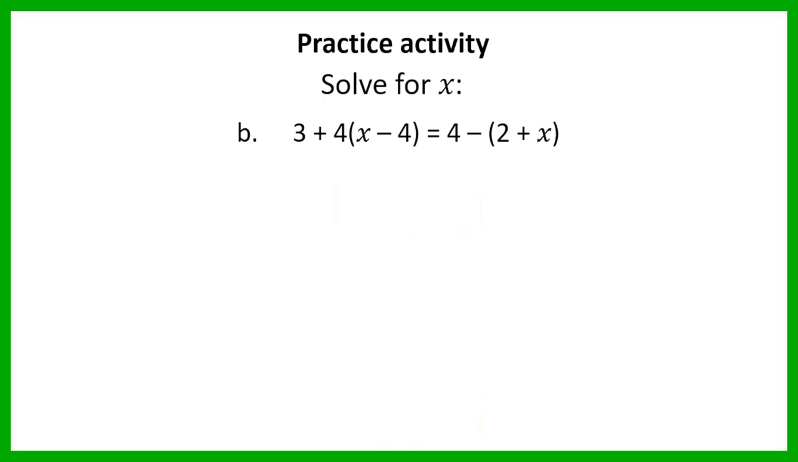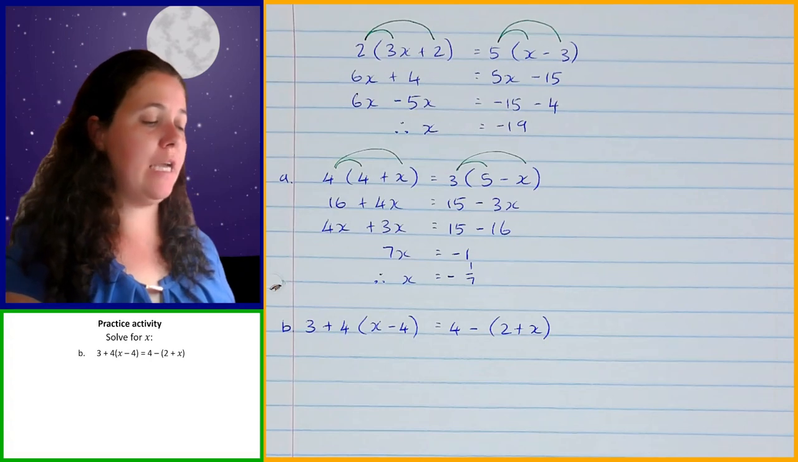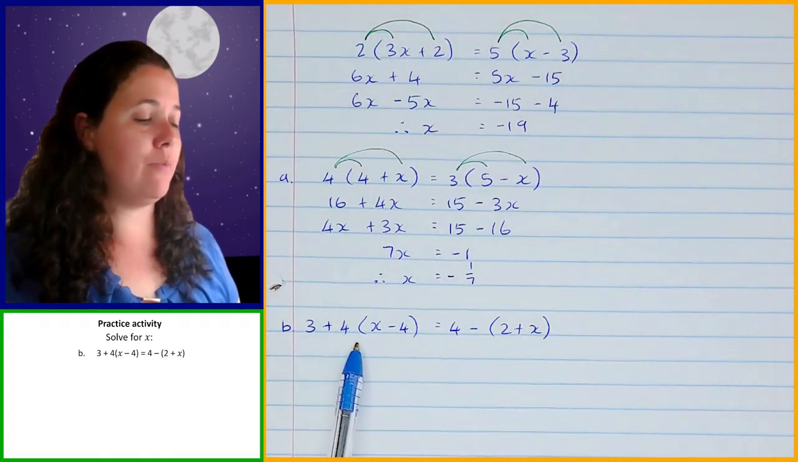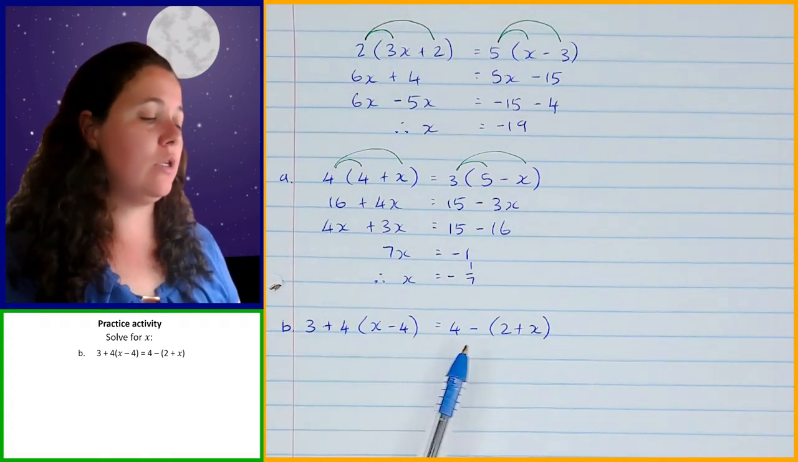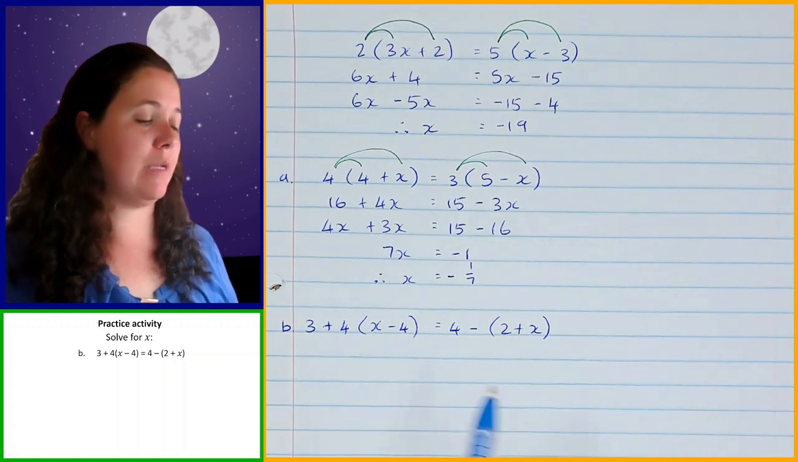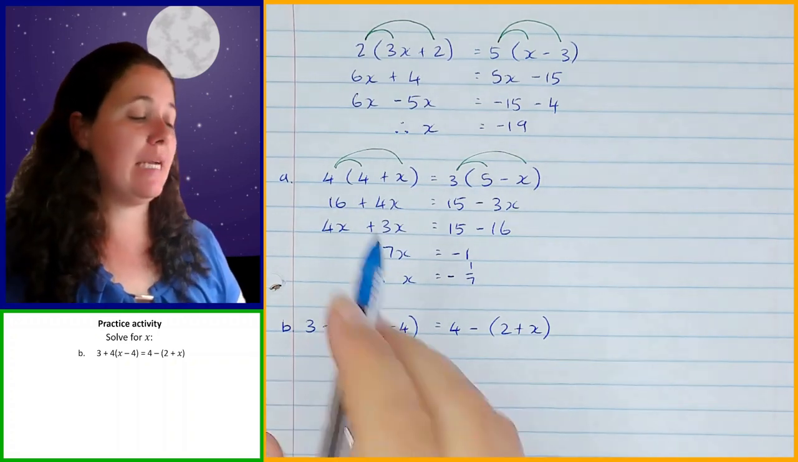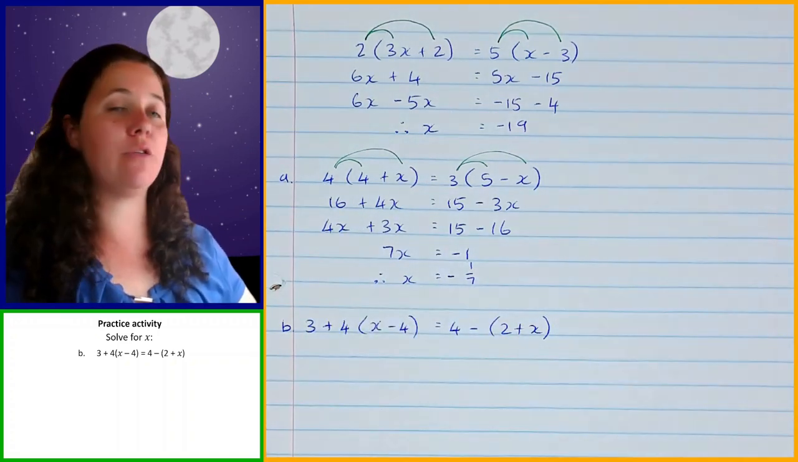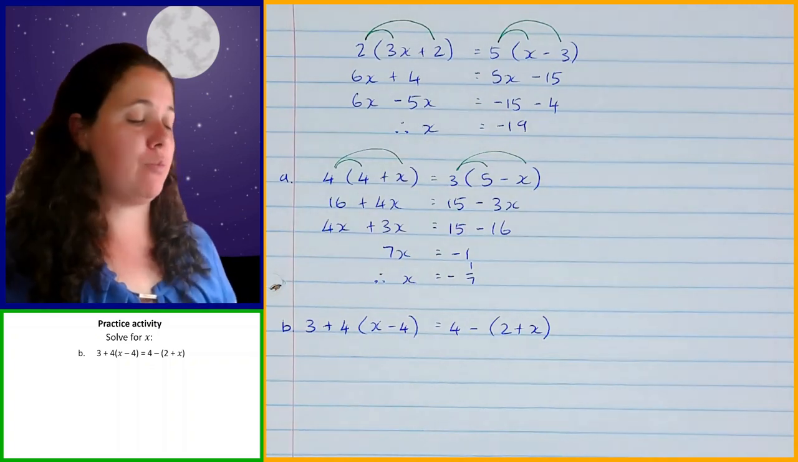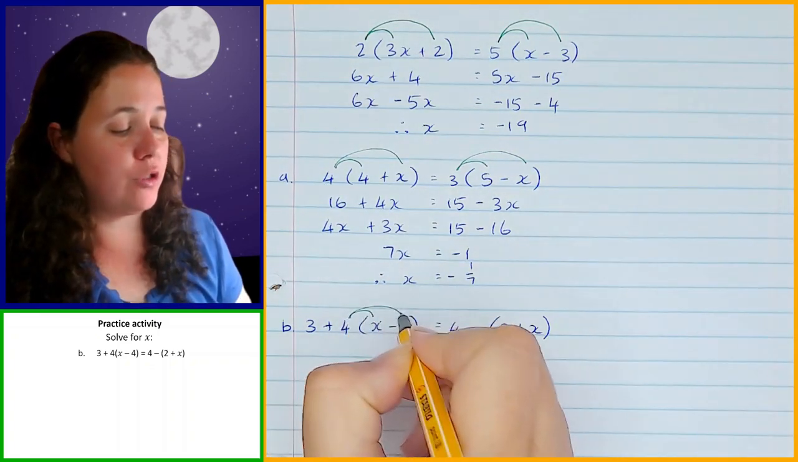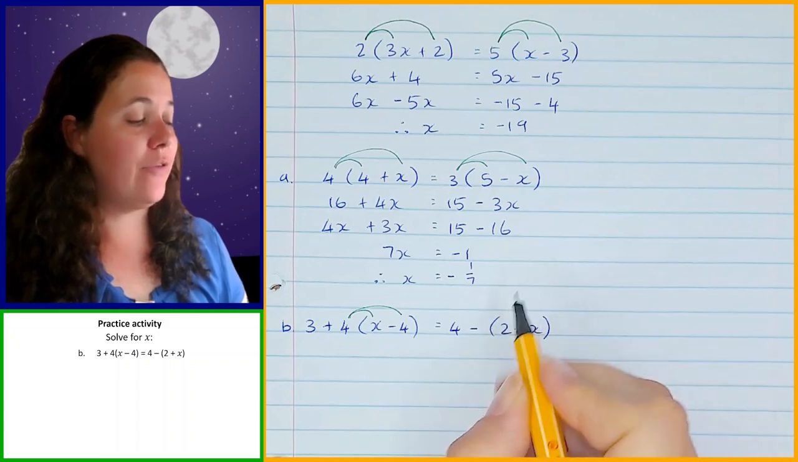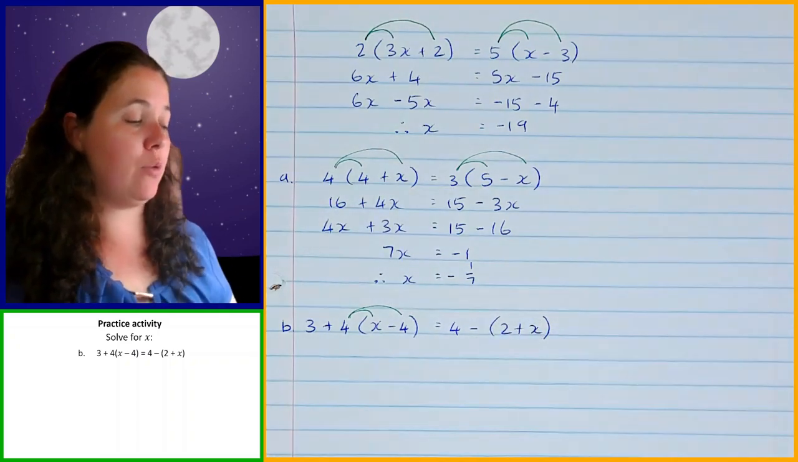Okay, so let's go through that example. Here I've got 3 plus 4, then in brackets, x minus 4, equals 4 minus, and in brackets, 2 plus x. So first, just like in the previous example, I need to multiply out those brackets. I'm going to multiply the 4 into that bracket over there. And over here, I need to be careful, so we'll do that when we get to there.